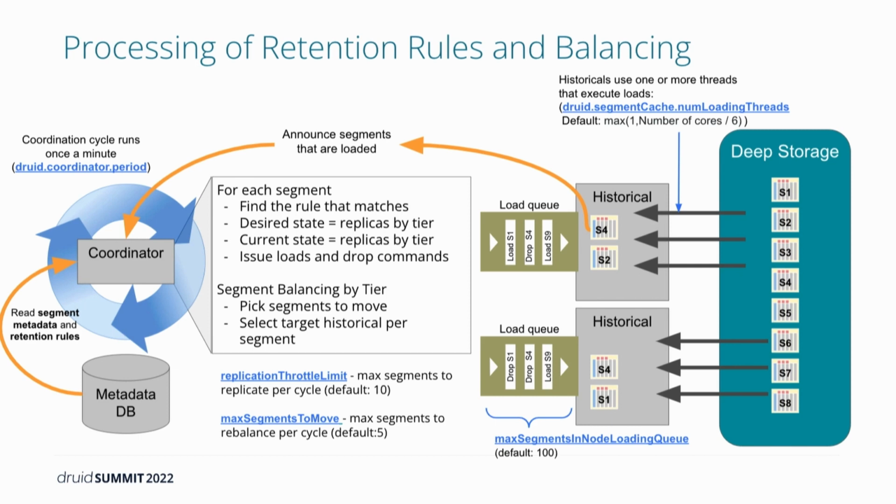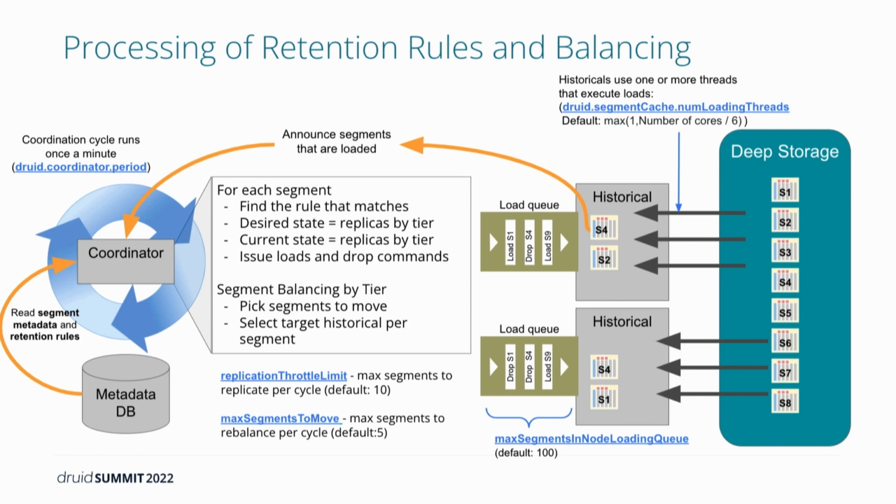You can control the queue depth in the historicals. That's with the max segments in node loading queue parameter, which defaults to 100. It's one setting for all historicals, so that means that you'll get up to 100 commands pending in a historical from the coordinator. If any of those load queues are full, the coordinator will stop sending commands to those historicals. You might need to change the depth of that, although 100 is probably a good value to begin with.